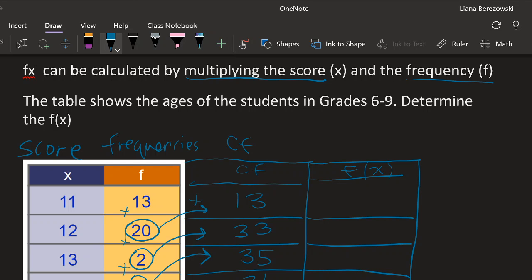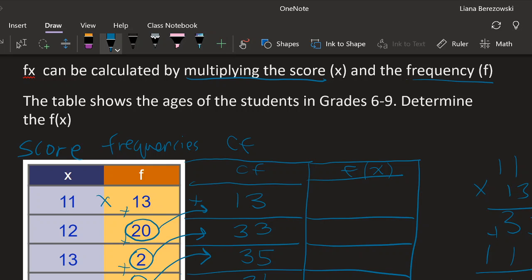Okay, so in doing this, and I should have brought a calculator in here with me, but we'll see how many we can get through. What I'm going to do is multiply my score times my frequency. So I have 11 and I want to multiply that by its frequency, which is 13. So 11 times 13. Okay, I'm just going to do this the old long-handed way because I didn't bring a calculator. Okay, 33, 0, 1.